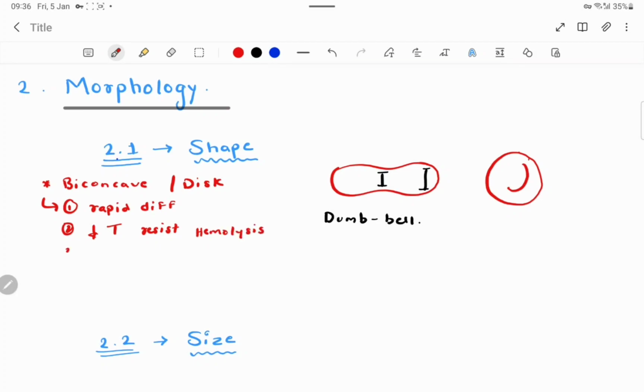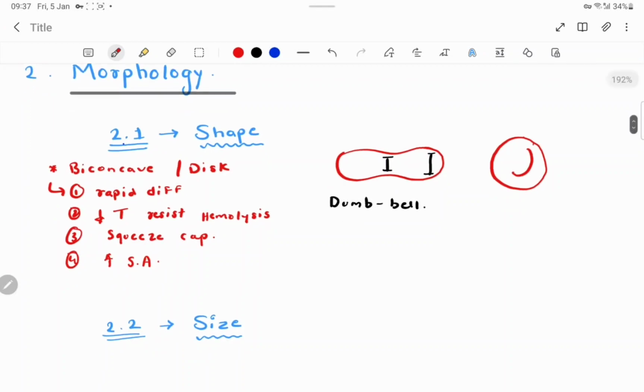So I'm just writing the highlight points, okay? So the third point is that due to such shape, RBC can easily fold and get squeezed through the capillaries which have a diameter similar to that of RBC. Similar or less or equal, okay? So it can easily squeeze through capillaries without getting damaged. And the fourth advantage is that due to such shape, it provides a larger surface area for absorption and removal of respiratory gases. So larger surface area. So these are the four advantages of having a biconcave shape of RBC.